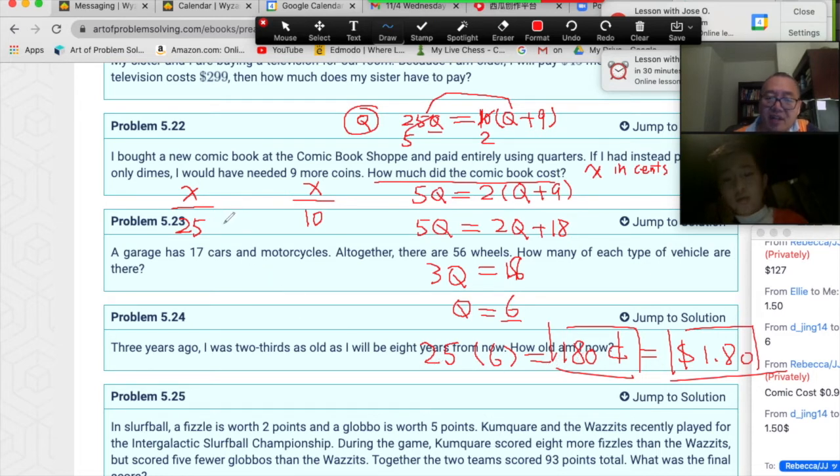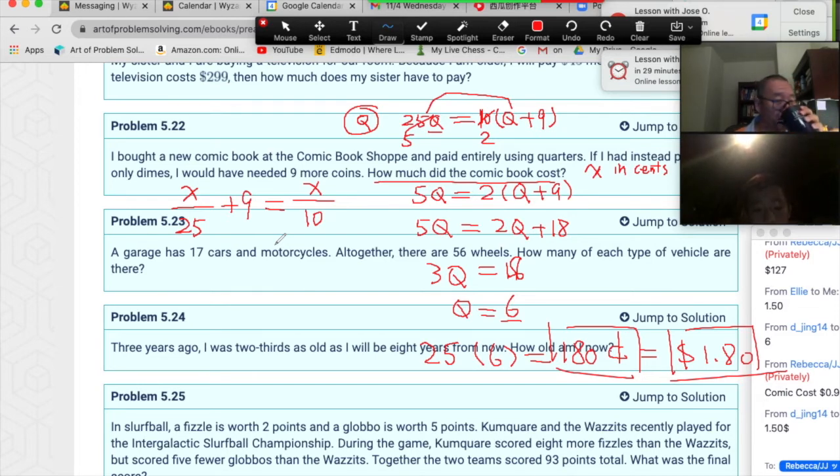Then they said if we use them to buy, that number of coins will need to add 9. So this is the number of quarters. If you add 9 to this number, these two numbers will be equal, right? You got this equation. Then you just need to solve this equation, and you get the price of the book in cents.